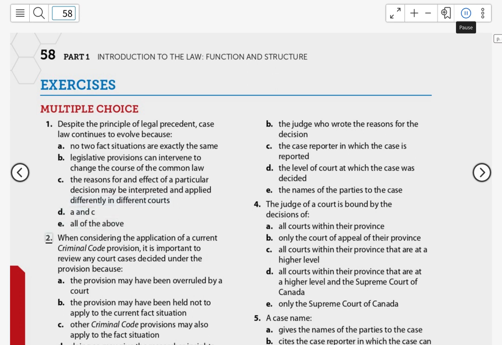2. When considering the application of a current Criminal Code provision, it is important to review any court cases decided under the provision because a. The provision may have been overruled by a court.